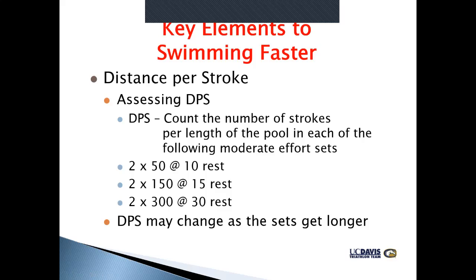You average those per distance to come up with your distance per stroke, or the number of strokes that you have per length for the shorter effort, for the moderate, and for the longer effort. Because again, you'll find that those change. Oftentimes, the longer the sets get, the more strokes you will take per length, which means your distance per stroke drops. So that's something to keep in mind as you try to make changes to the number of strokes you take each length.